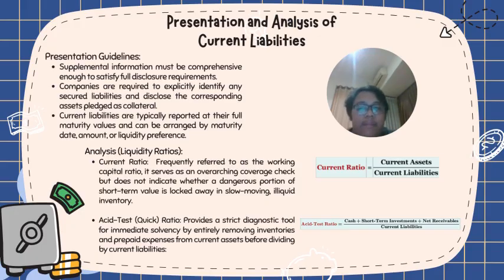overarching coverage check but does not indicate whether a dangerous portion of short-term value is locked away in slow-moving, illiquid inventory. Secondly is the acid test or quick ratio, and the formula is on the screen. As you can see, it provides a strict diagnostic tool for immediate solvency by entirely removing inventories and prepaid expenses from current assets before dividing by current liabilities.